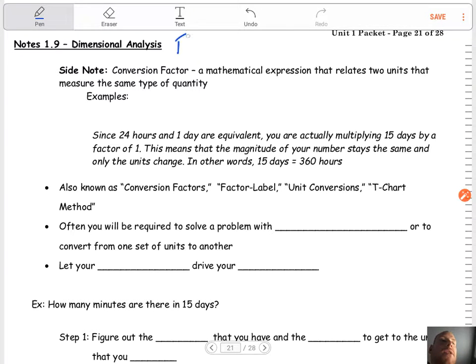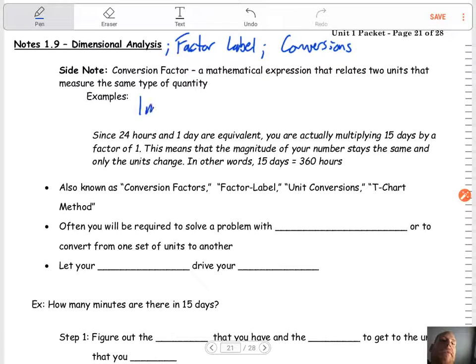Dimensional analysis is also called factor label. You'll also hear me refer to it as conversion factors, or conversions, where we use conversion factors. So a conversion factor, guys, is just a mathematical expression that relates 2 units that measure the same quantity.